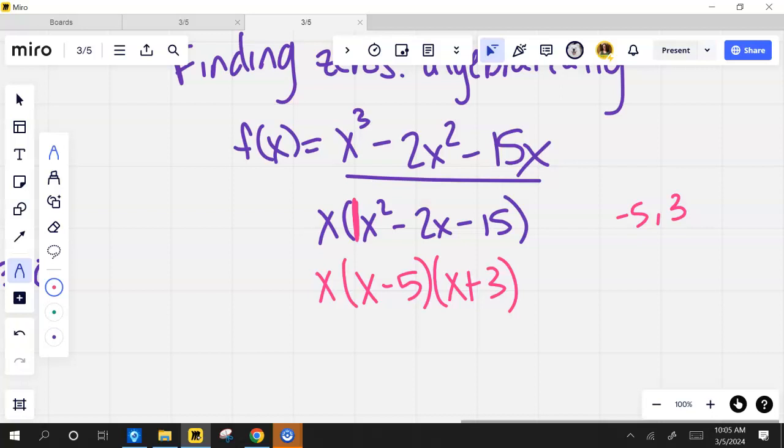You told me, I said what multiplies to negative 15 adds to negative 2. It's negative 5 and 3. You can just go straight into putting into the parentheses here without actually doing x squared minus 5x plus 3x minus 15 and slashing. And the reason you can do that is because the leading coefficient is 1. But only when the leading coefficient is 1.